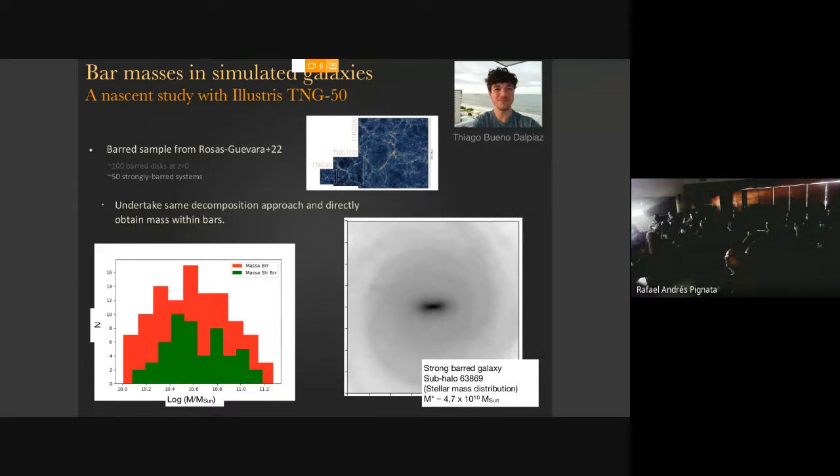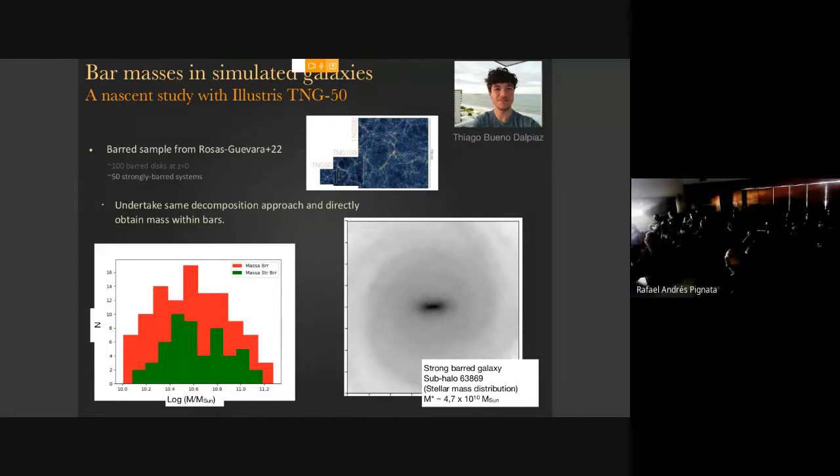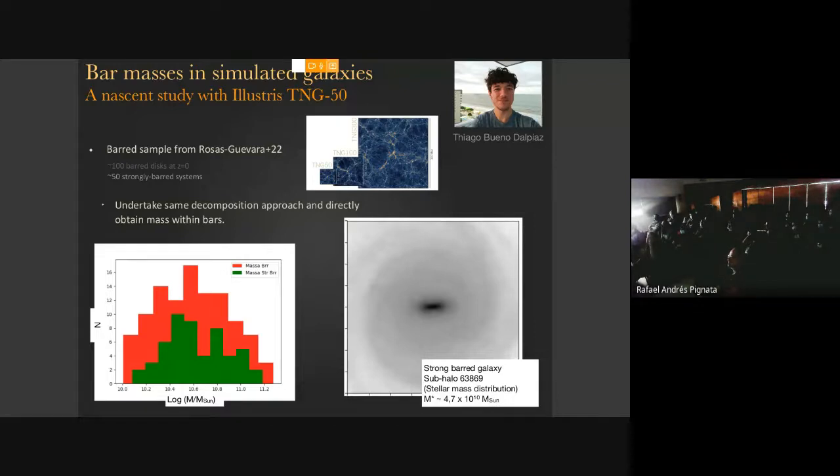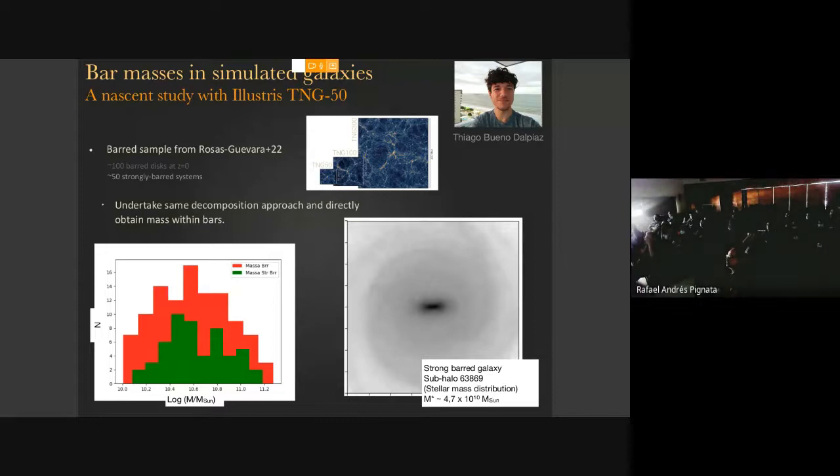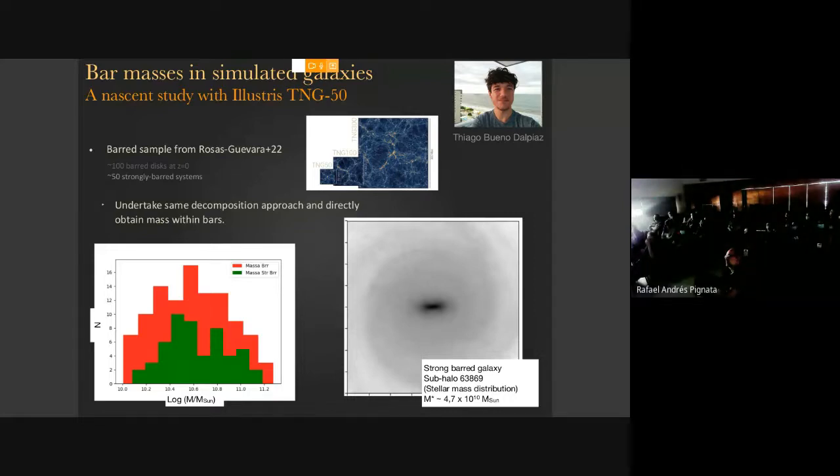And this is just an example. This is just starting. I'm just showing you this because it's something nice that we're starting. And if there are people working on Illustris, I would like to talk with you a little bit more. This is an example of one of these bars. This is just 10 to the 10, so it's quite typical. And just looking at the different stellar masses that are covered, these are all massive galaxies, but this has been by choice.